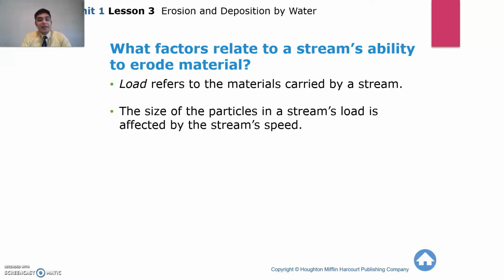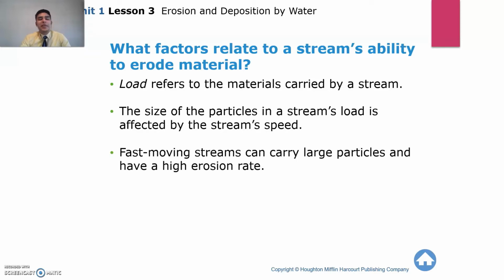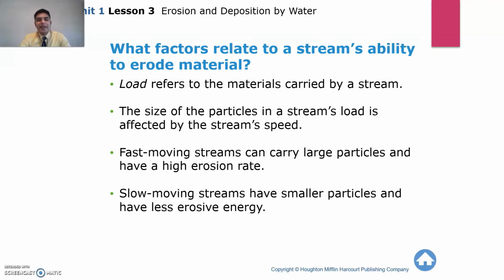The size of the particles in the stream's load is affected by the stream's speed. That's also very important. Fast-moving streams can carry large particles and have a high erosion rate. And slow-moving streams have smaller particles and have less erosive energy. Which pretty much makes sense, right? The faster we have a movement in a stream, the bigger the particles it can carry. Now, the slower it goes, the smaller the particles it will be able to carry.